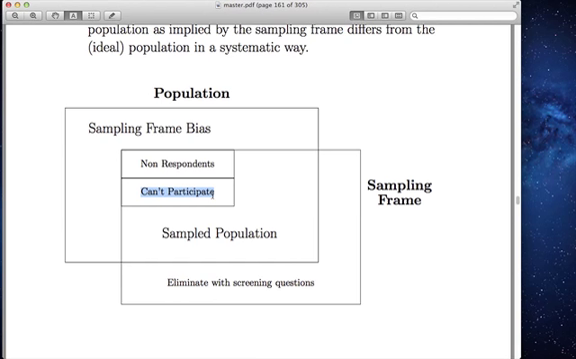It's another potential source of bias, although I'm much more worried about the non-respondents in most cases. If I really have issues with language, I better get interviewers that can speak the other languages that I care about. So address that on the front end. This is the one that's usually much harder to deal with.